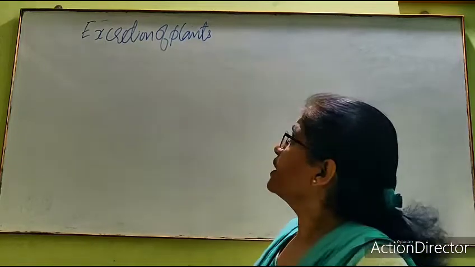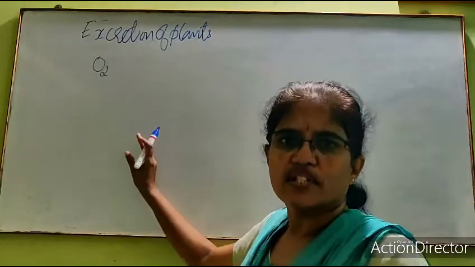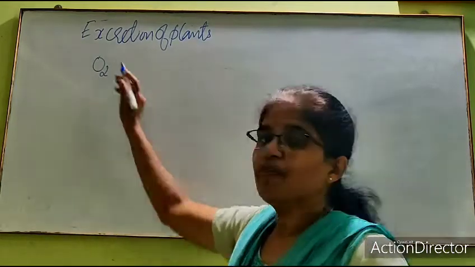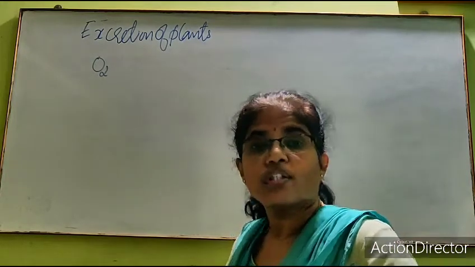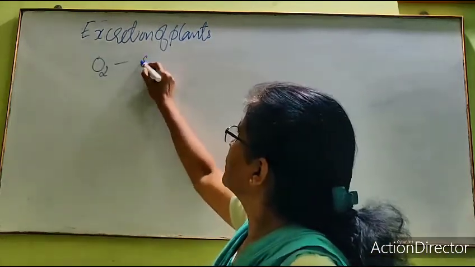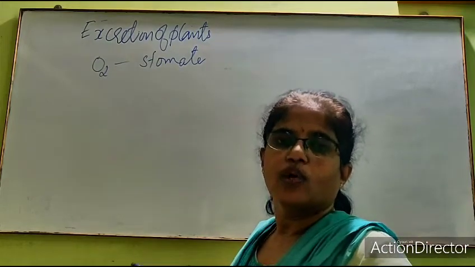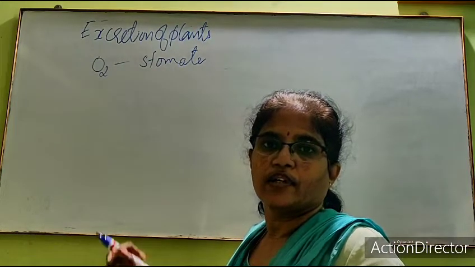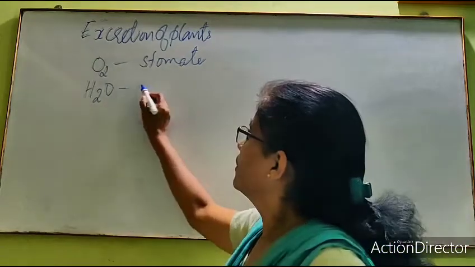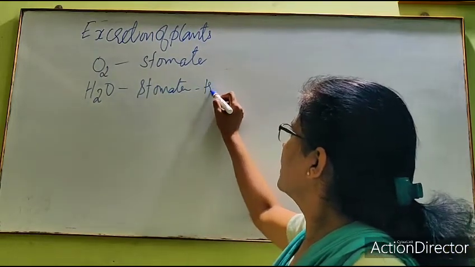Okay, now let us see what is toxic to plants. Oxygen by itself, if more oxygen is there in the plant, carbohydrate synthesis does not happen, because it inhibits the conversion of carbon dioxide to carbohydrates. So oxygen should get evaporated. It gets evaporated through stomata. Okay. Now, what is the second toxic product? Water. We know through stomata only it gets evaporated by transpiration.